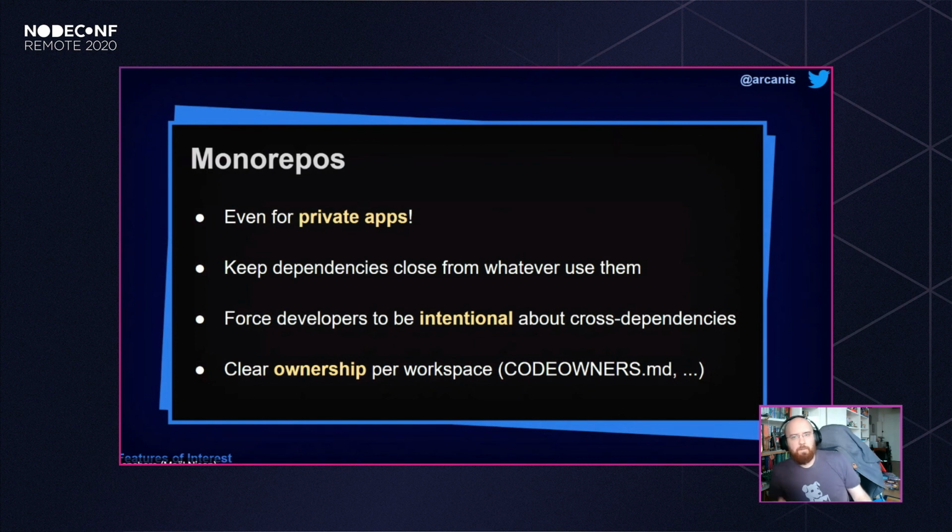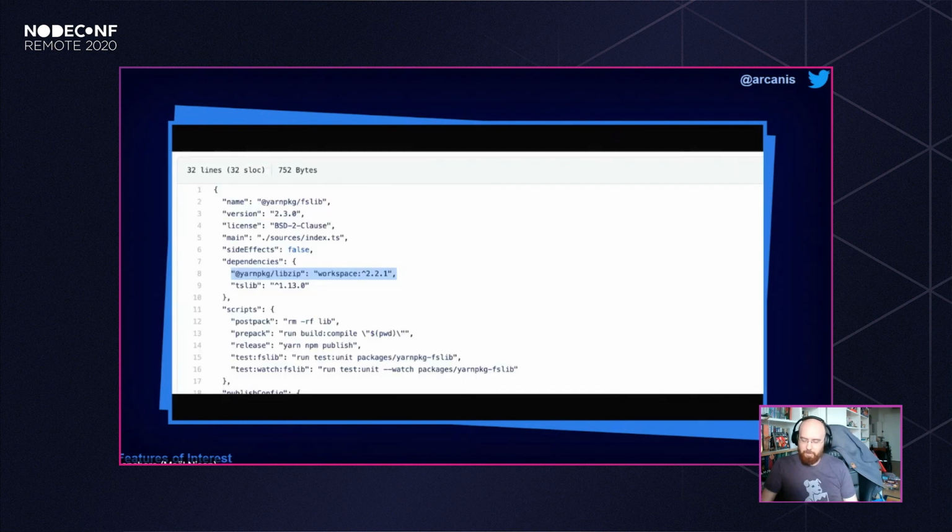Monorepos are great for libraries, but they are also very good for private apps, because even if you're not publishing the packages, they allow you to keep your dependencies close to whatever is actually using them. So for example, if we go back to the example I was showing, in this package.json, you see that the fslib only has a dependency on tslib. If we didn't have workspaces, we would instead have a single package.json that would contain 300 dependencies, but with no context as to what is using them.